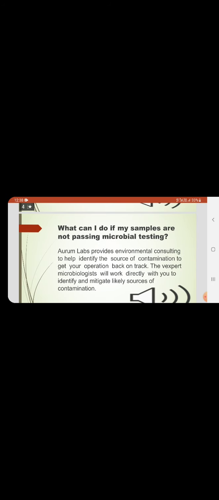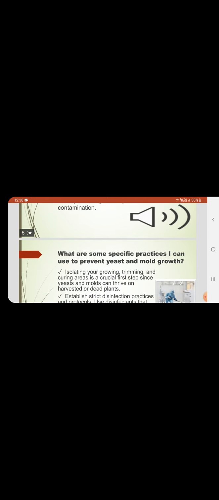What can I do if my samples are not passing microbial testing? AORMS labs provide environmental consulting to help identify the source of contamination to get your operation back on track. The expert microbiologist will work directly with you to identify and mitigate the likely source of the contamination.